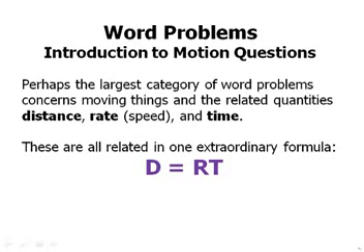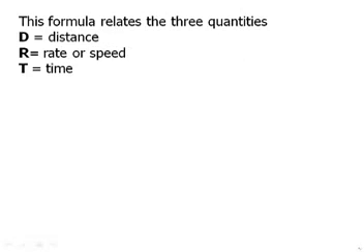Some people like to remember this as the dirt equation. Thinking of that, well, things move on the ground and the ground is made of dirt. That helps some people to remember this formula. So in that formula, it relates D, distance, R, which is rate or speed, and T, which is time.